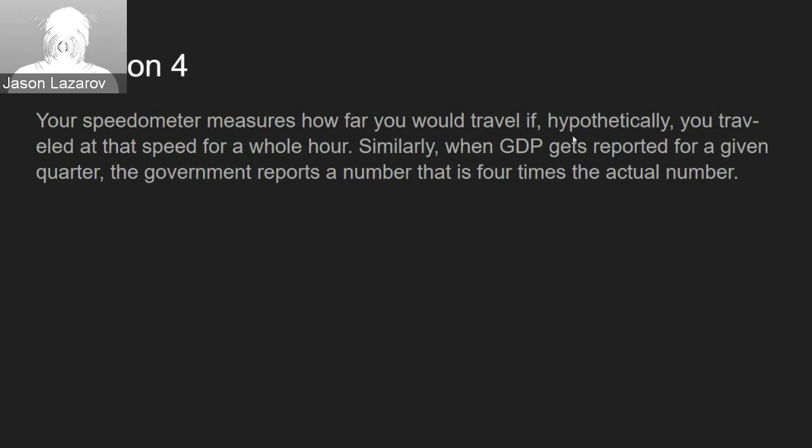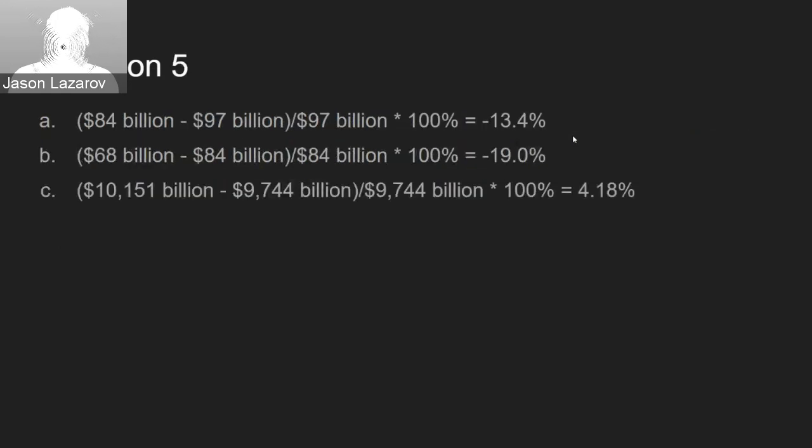Similarly, when GDP gets reported per quarter, the government reports the current number multiplied by 4 to account for the 4 quarters in the whole year. For question 5, we use the formula of current year GDP minus previous year GDP divided by previous year GDP times 100 to work out the percentage change in GDP. For part A, it is negative 13.4%, part B, negative 19%, part C, it's positive 4.18%.